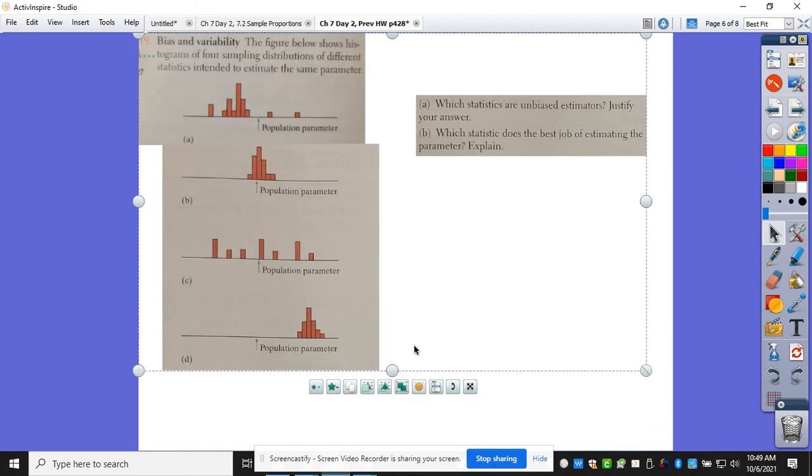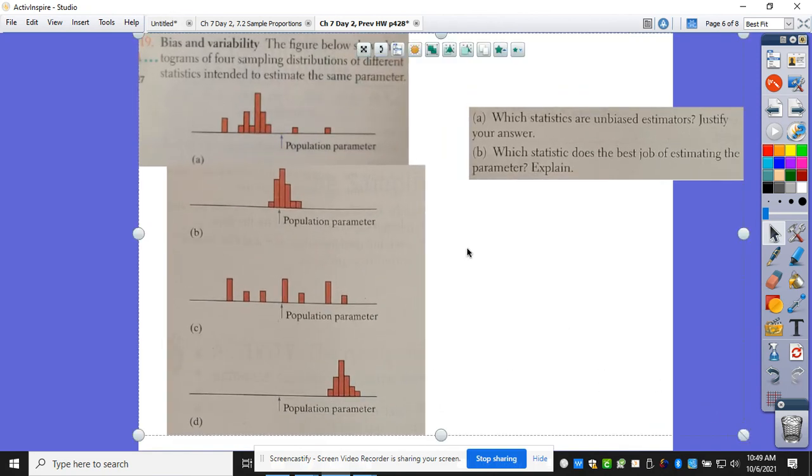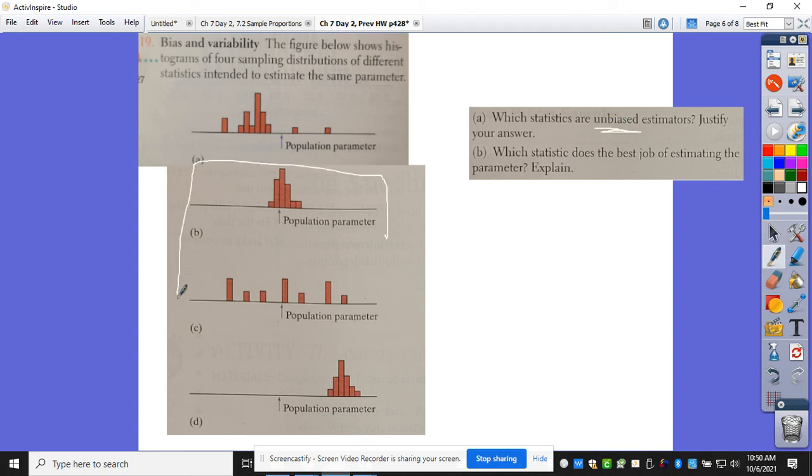All right, number 19. So this arrow at the bottom is where the population parameter is. So does the data match that center or not? This first one, A, is it biased or not biased? Biased. B, not biased. B, C. That's still going to balance about there, right? It's still pretty unbiased. What about D? So the unbiased ones would be these two.